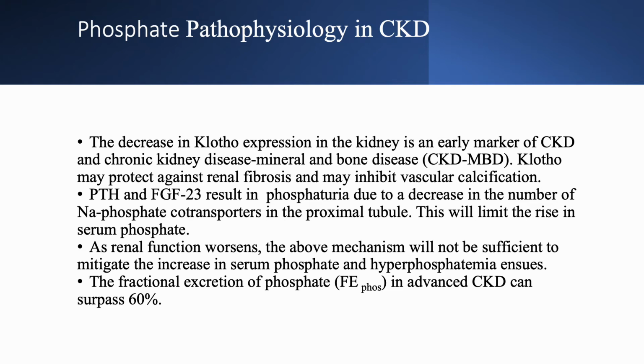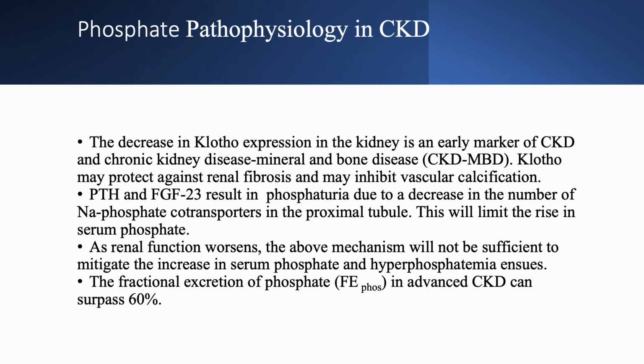Like we said before, PTH and FGF23 will result in phosphaturia, an increased phosphate excretion in the urine. Why do they do that? They decrease the number of sodium phosphate cotransporters. We just talked about these 3 transporters in the proximal tubule. And when that happens, you are going to have increased phosphate excretion, and this will limit the rise in serum phosphate.